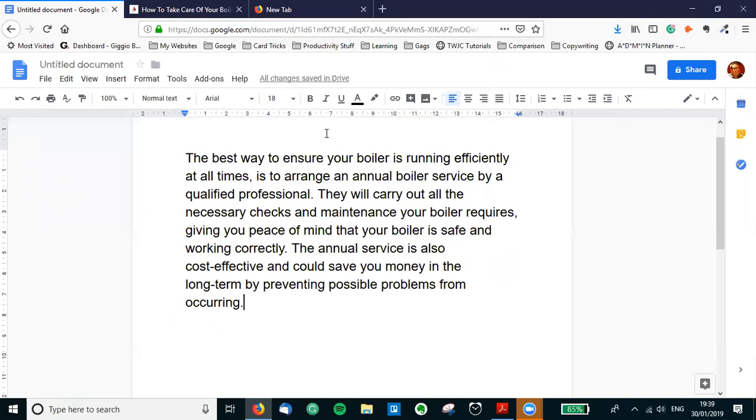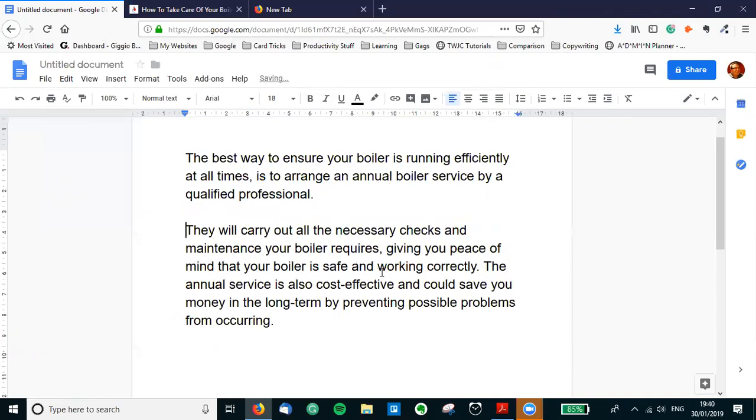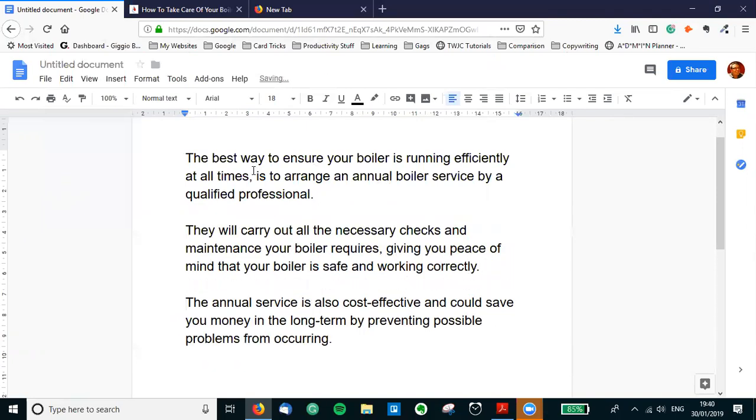So what we have is quite dry at the moment. The best way to ensure your boiler is running efficiently at all times is to arrange an annual boiler service by a qualified professional, and it goes on. So it's quite dry. There's a few ideas in there. It's top quality information, but it's not really entertaining. So if you wanted to make it entertaining, let's have a look. Let's break up some of the ideas and let's see what we can do.